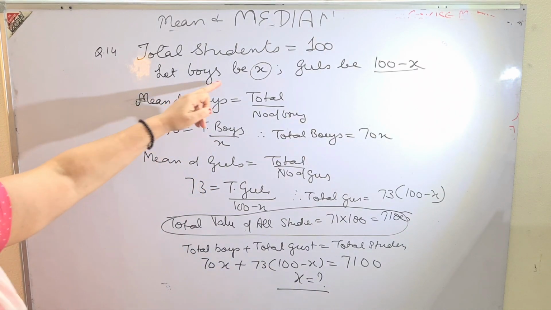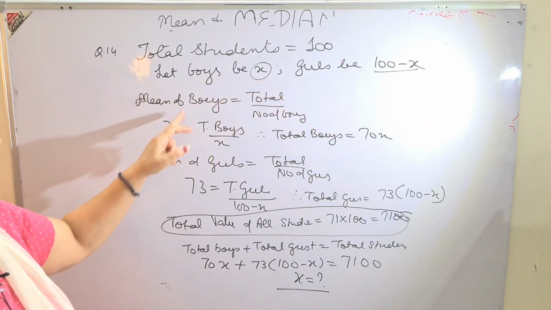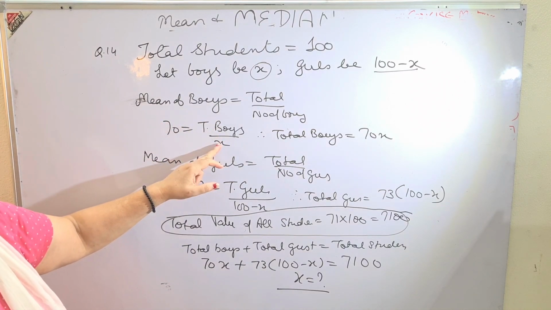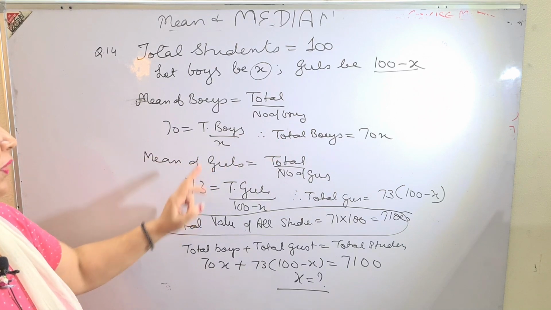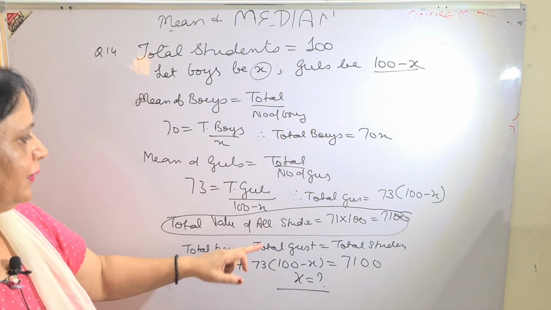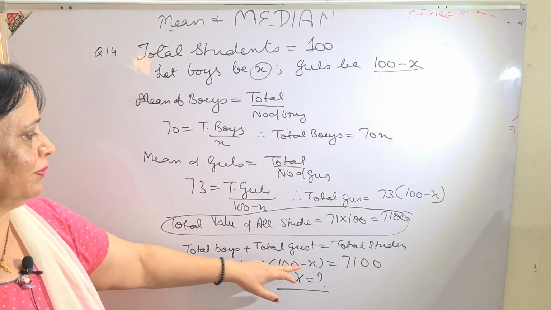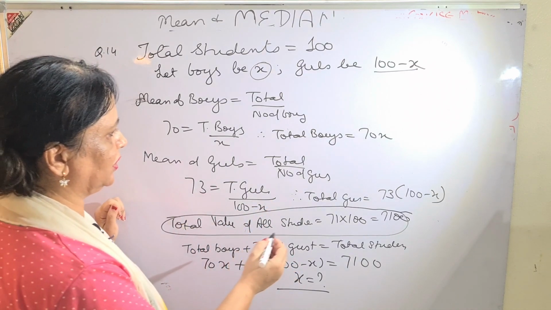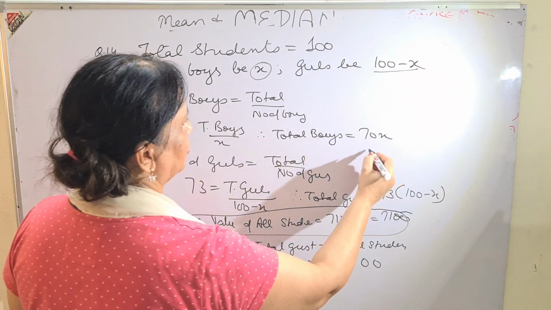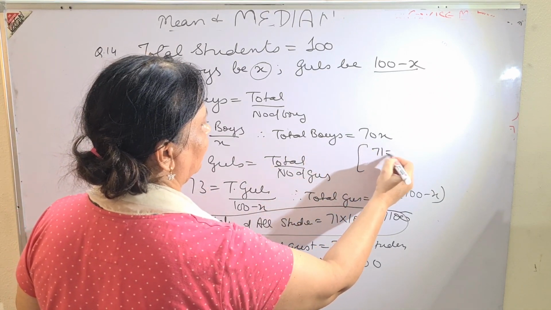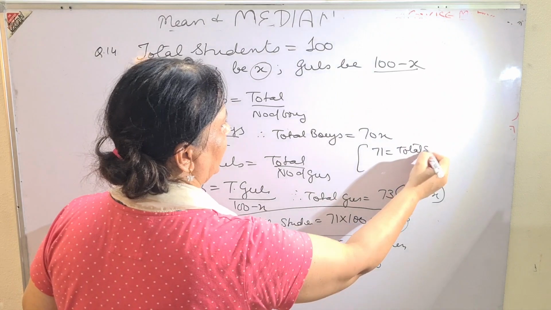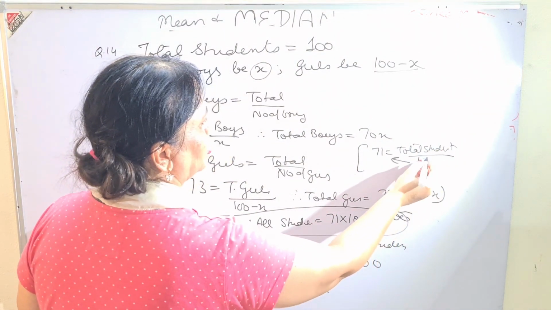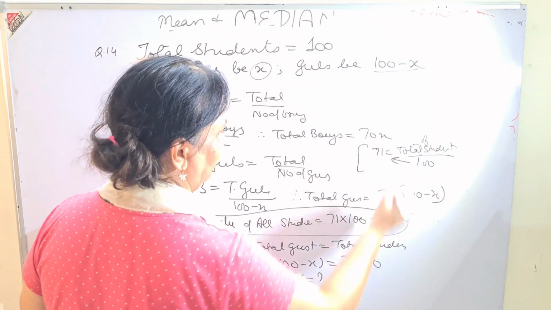Very simple. Boys X, girls 100 minus X, mean of boys 70. You can find total boys because mean is equal to total boys over number of boys. Similarly girls, but when you total them, you will get 70X plus 73 into (100 minus X), and this will be equal to the total of the students. And again the mean of the students is given as 71. I am talking about total students, and total students are 100. So the total of students will be 7100.